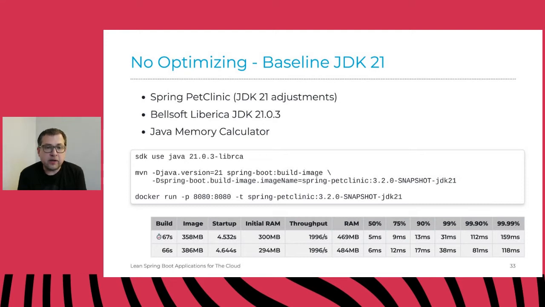Startup time, you could argue, is a little bit worse. That could also be a mistake in my averaging algorithm. But what we see as well is that the initial RAM is better, throughput is about the same, and RAM usage afterwards is slightly higher. But if you compare the percentiles, you would see that it gets better towards the end. So it seems like Java 21, from a throughput or latency perspective, is better than Java 17.